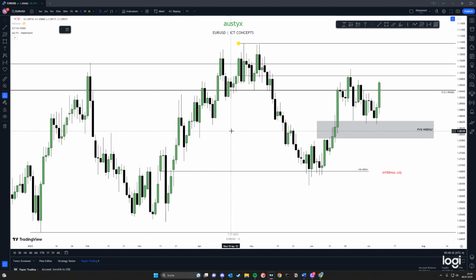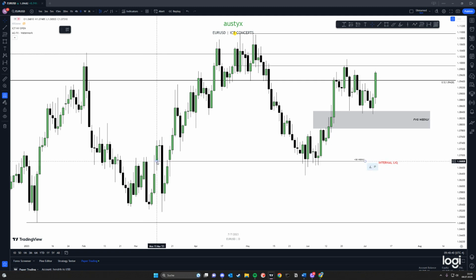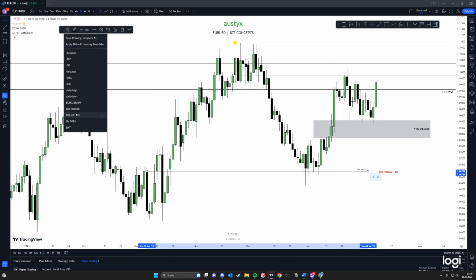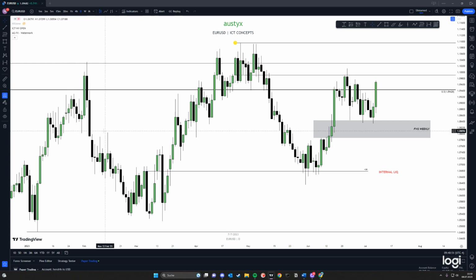So this time there's something important we've got to do. Okay, so the actual daily order block is this candle right here. You can see it. Why this is so, I'm going to tell you.